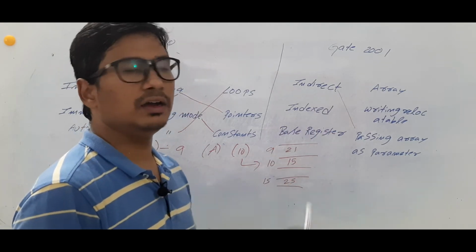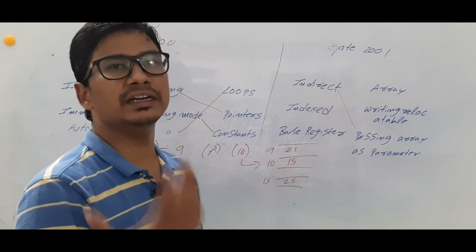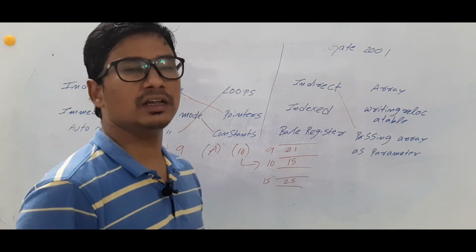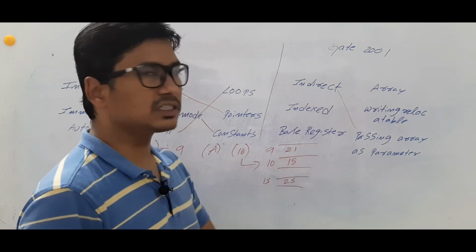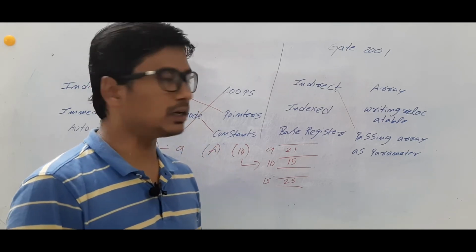If the index register is used, that addressing mode we call an indexed addressing mode. If you are using the base register, then it is a base register addressing mode. If you are using the program counter, then we call it a relative addressing mode.